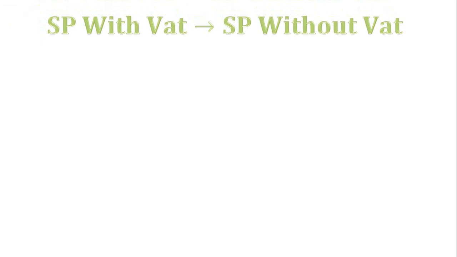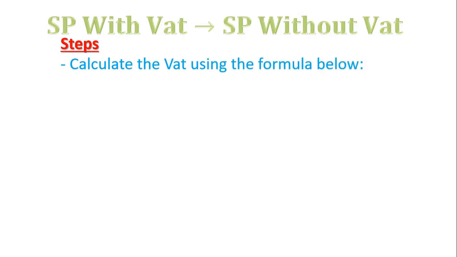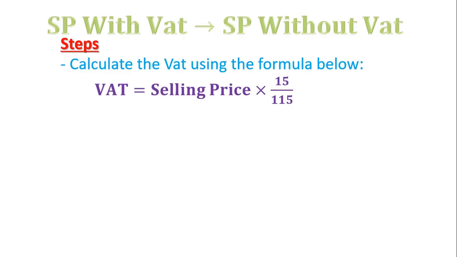Alright, now we move to the selling price with VAT to calculating the selling price without VAT. So we're doing it the other way round. Now the steps are slightly more complicated, but there's just two of them. Let's have a look. Our steps: calculate the VAT using the formula below. VAT equals selling price times 15 over 115.